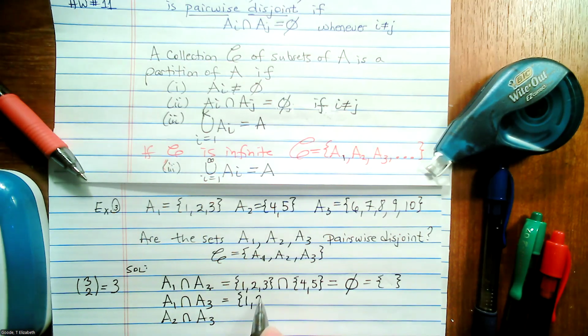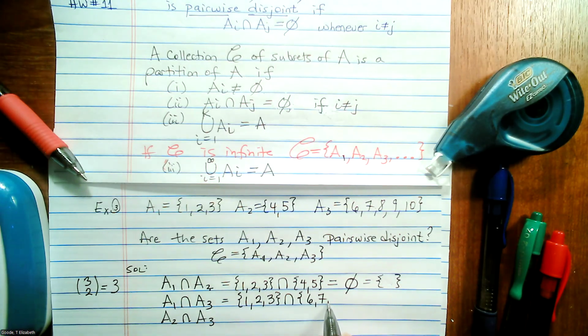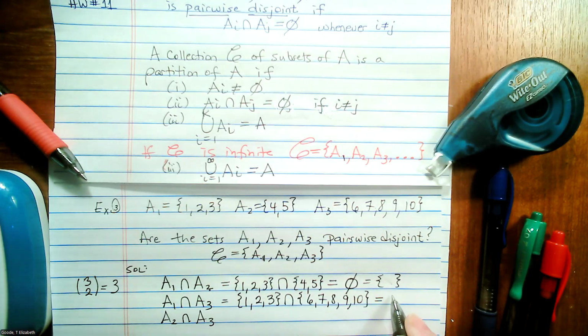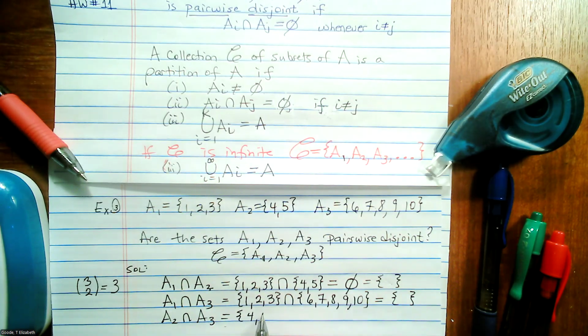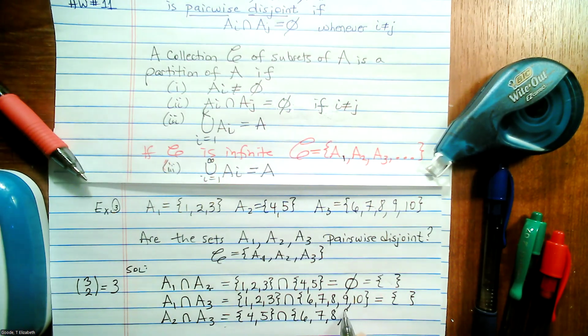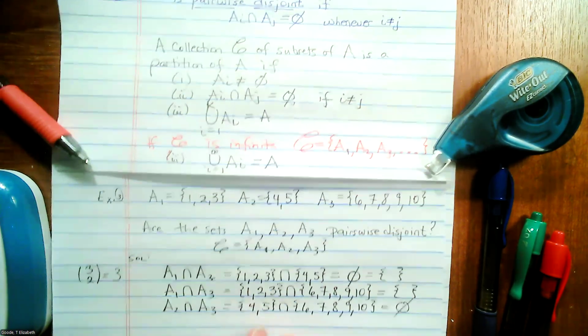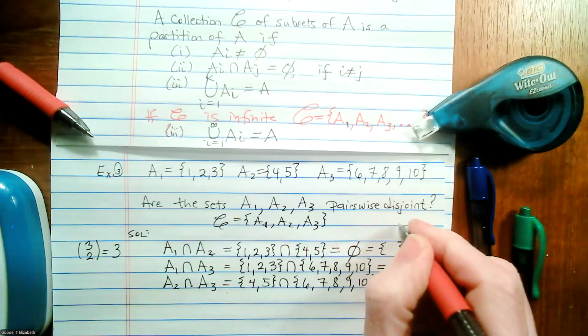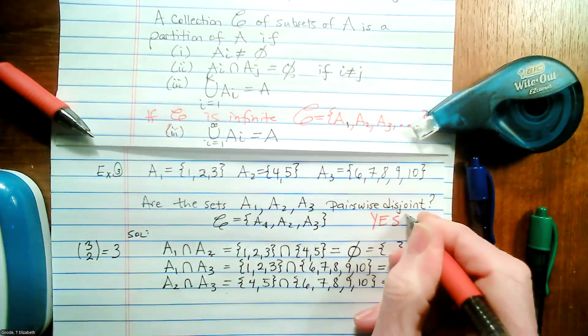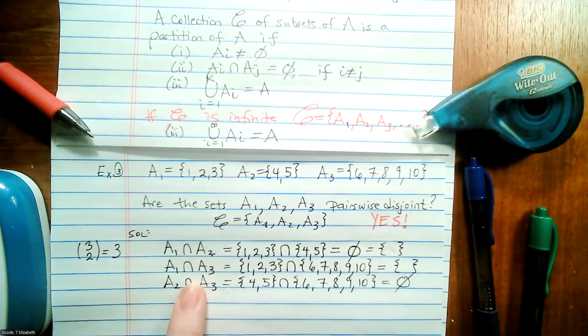So that's really good. What about A1 intersect A3? There's none. So the intersection is the empty set. What about A2 intersect A3? There's none as well. So what is the intersection going to be then? An empty set. That's right. So the answer is yes, because if we take any two of them, their intersection is empty.